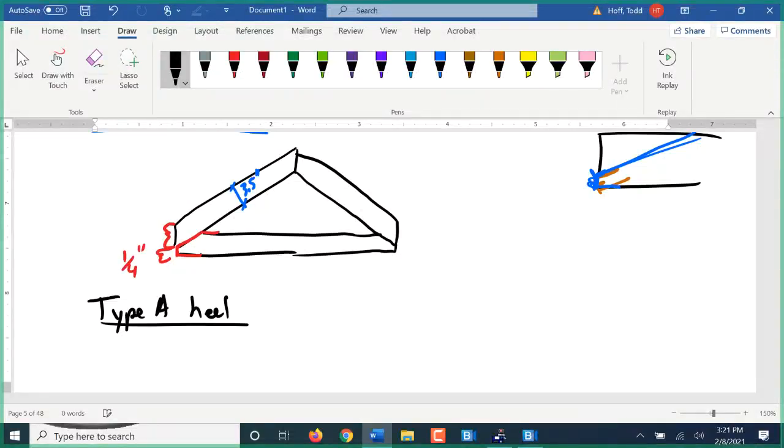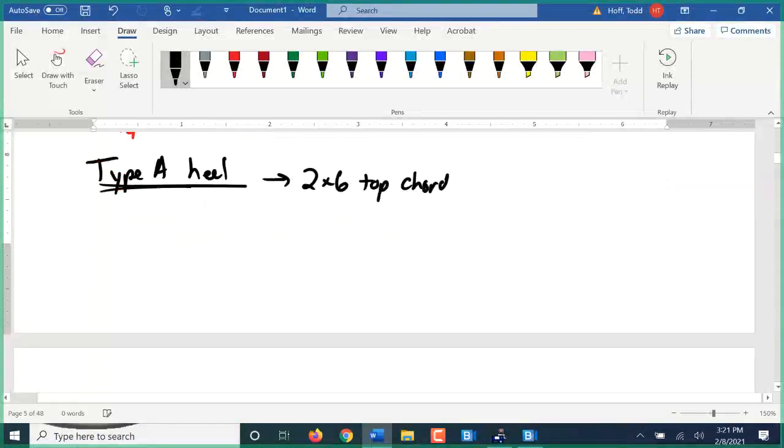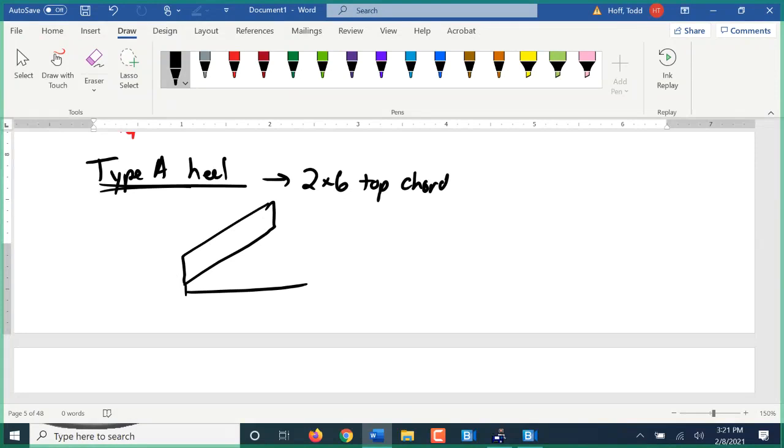Type A heel is based off of a 2x6 top chord. Same situation. This is figured as 5.5 inches across here, the 2x6 in other words. So this is still 1/4 inch. This is now larger because it's a 2x6.